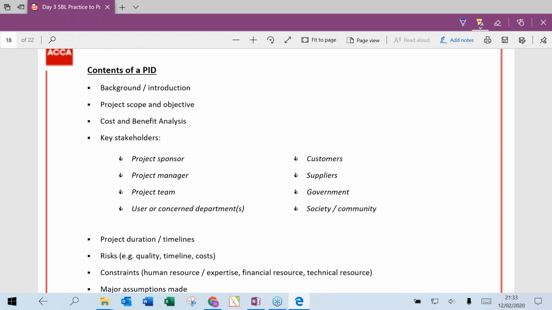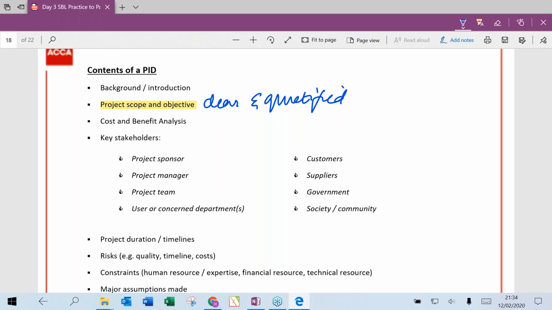All right, so let's go through the list. A nicely done PID will first have a background or an introduction, right? And then project scope and objective. I'm just highlighting the most important things. Project scope and objective has to be very clear and preferably quantified.